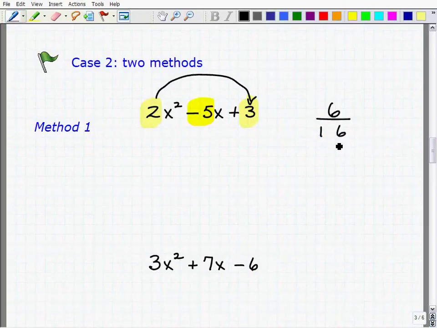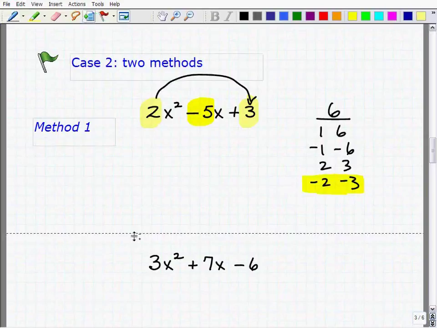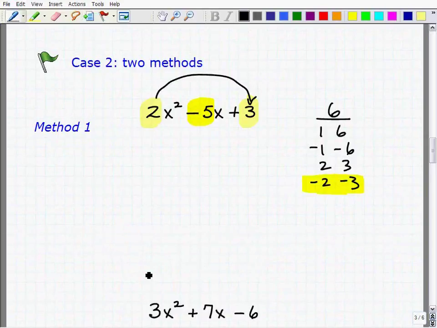1 and 6, negative 1, negative 6, 2 and 3, and negative 2 and negative 3. Okay, so which one of these pair of factors add up to that negative 5? Well, it's these here. Now this is where things start getting to be a bit different than what we were talking about last time.